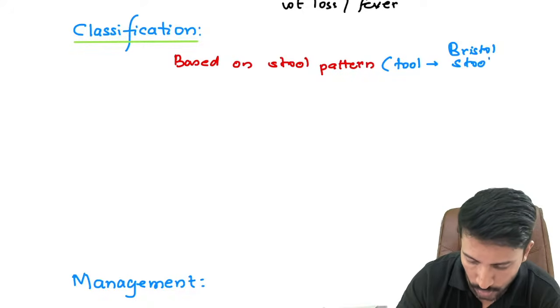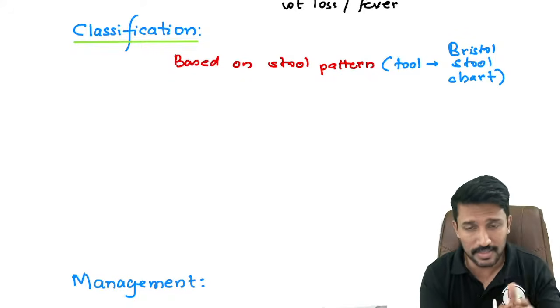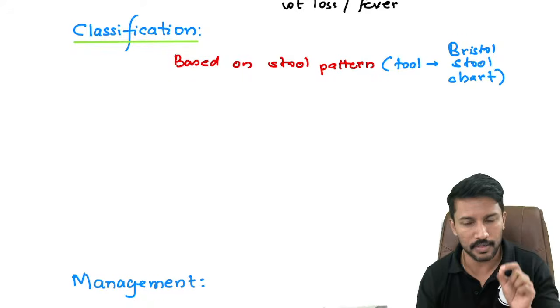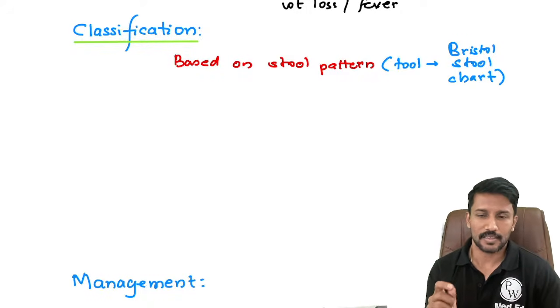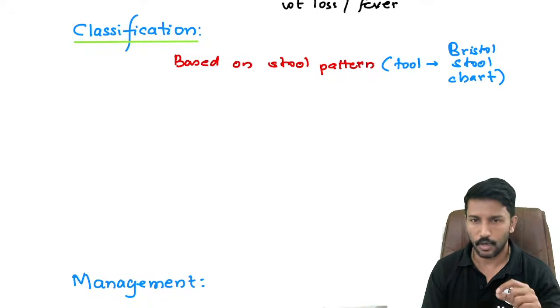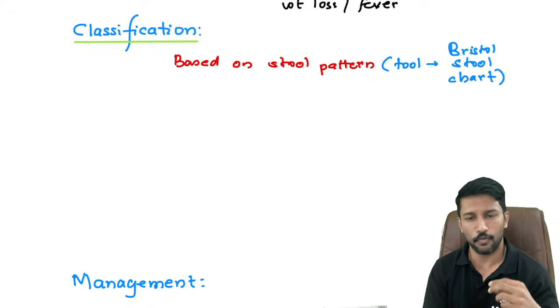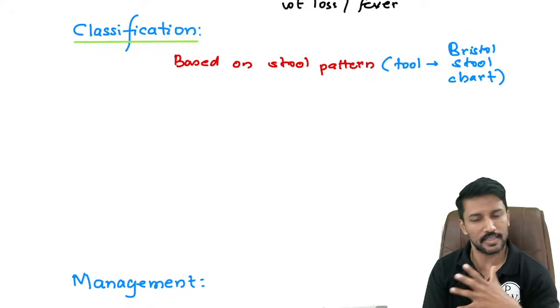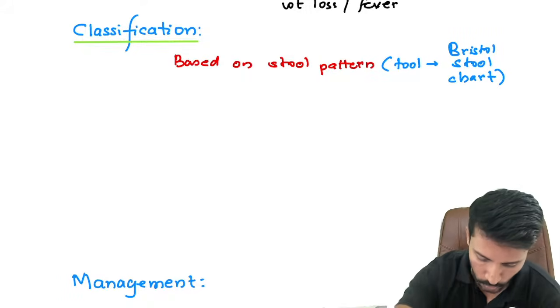The Bristol stool chart has the gross appearance of the stool. There will be 7 images of different appearances of the stool. And then the patient will be asked, in 1 week, how many days the stool looks like image 1, how many days like image 2, image 3, 4, how many days it looks like 5, 6 or 7. Based on that, we will classify them.